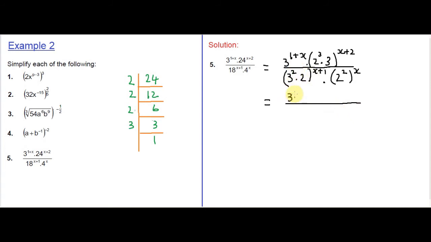We can simplify. We can multiply the powers here. So 3 times x plus 2 is 3x plus 6. And 1 times x plus 2 is x plus 2. In the denominator, 2 times x plus 1 is 2x plus 2. And we have 2 to the x plus 1. And 2 times x is 2x.